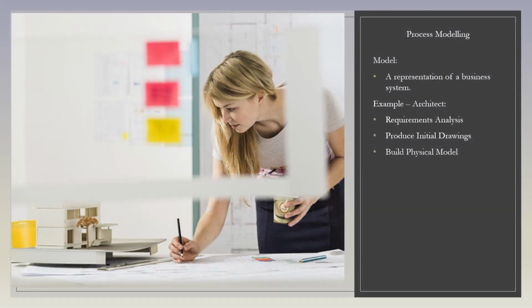A model is a representation of a business system that may take out some of the complexities and focus on some key areas. For example, an architect working on a project to build a new house for a client might start with requirements analysis, what the client wants, produce some initial high-level drawings, and possibly build a physical model of the proposed home.